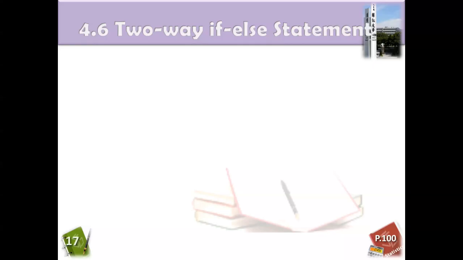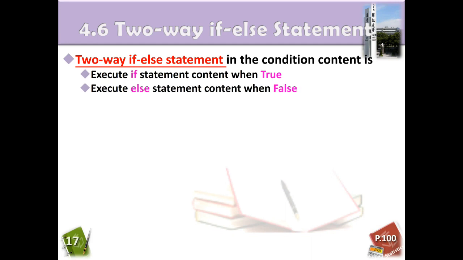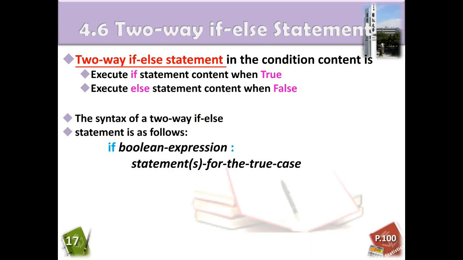So now we will move into chapter 4.6, two-way if-else statements. In two-way if-else statements, the condition's content executes the if statement's content when true, and executes the else statement's content when false. So the syntax of a two-way if-else statement is as follows.